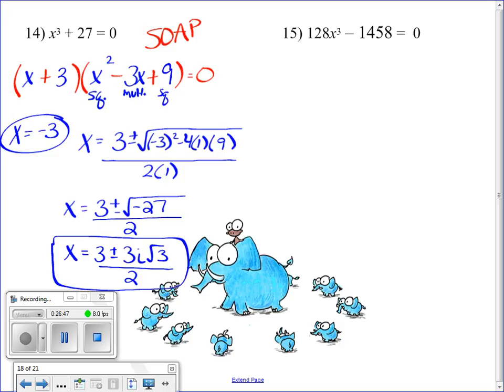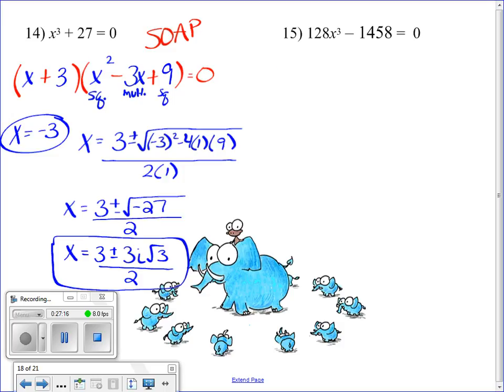All right, let's look at 15. Wow, those numbers are huge. So if I'm looking at that, I see two terms. I see an x cubed, so I'm thinking, all right, it's that sum and difference of cubes, right? Are 128 and 1458 on your list? So what's that tell you? There's a GCF in there. What number goes into both of those? 2? At least 2? If I pull out a 2 and they're cubes, am I good?